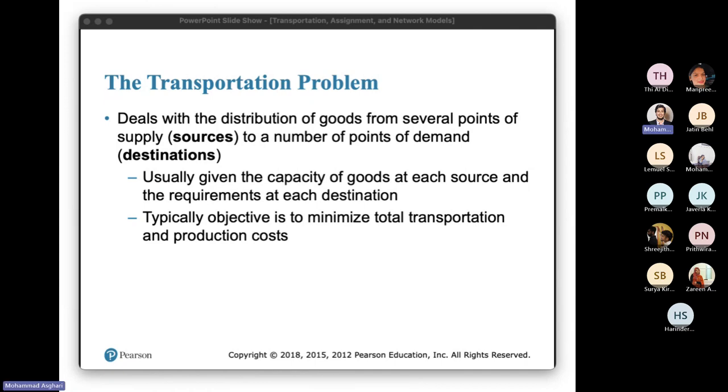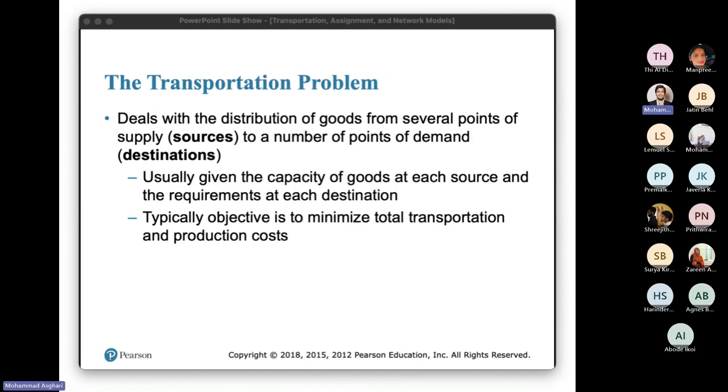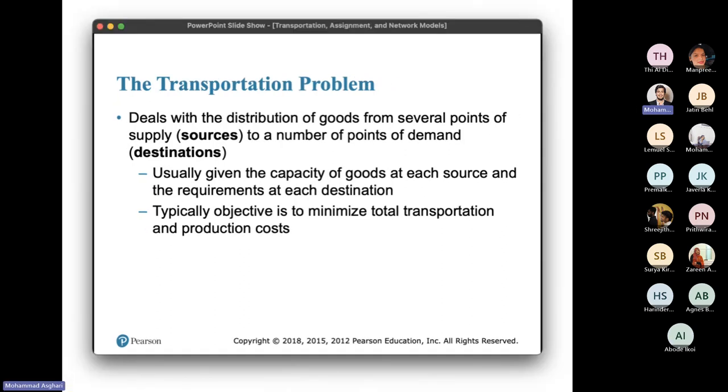Okay, now let's start the first network model that is also very interesting. We call it the transportation problem. The first network model that we review. The transportation problem deals with distribution of goods from several points of supply, which we call sources, to a number of nodes. So we should call them destinations.